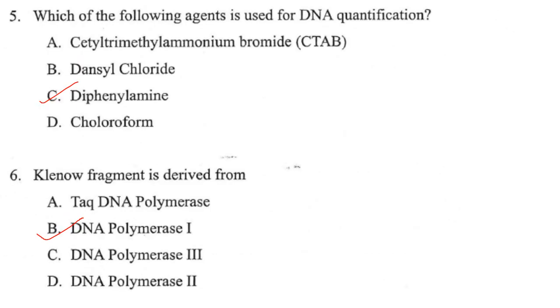Next one. Which of the following agents is used for DNA quantification? It is diphenylamine. CTAB and the others are used in the extraction of DNA from plants, not quantification. Then next one. Klenow fragment is derived from? So Klenow fragment is derived from DNA polymerase 1. Answer is option B.